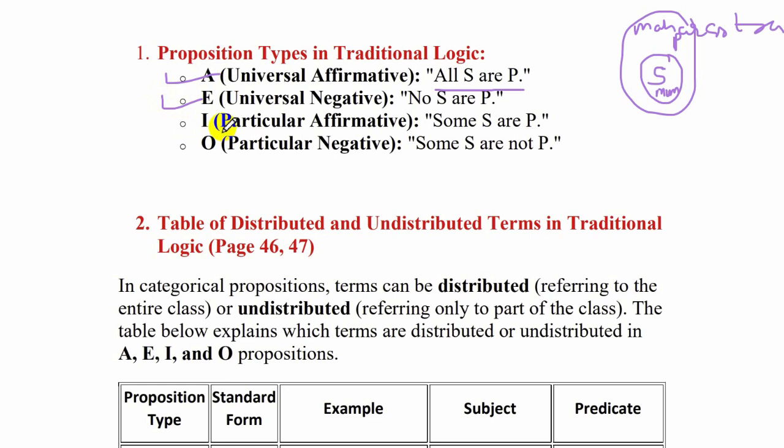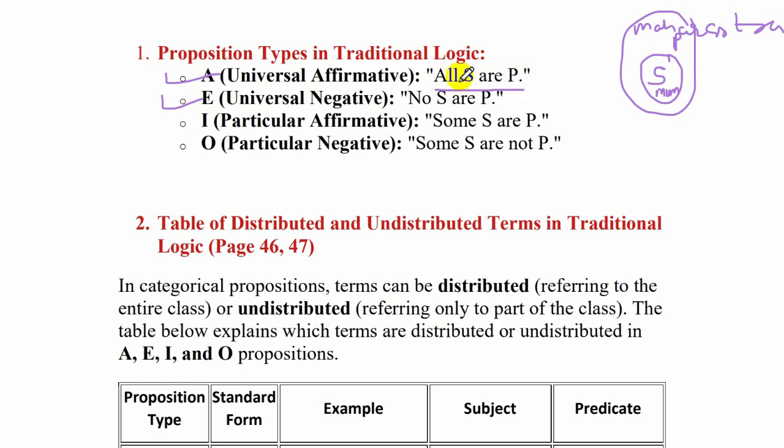Okay, next we go to the E-type proposition. This is also called universal negative. They may tell us in the question paper to convert from universal affirmative to universal negative, or they may tell us to convert from A-type proposition to E-type proposition. So we should be able to do that. An A-type proposition's standard logical format is all S R P. This is the standard format.